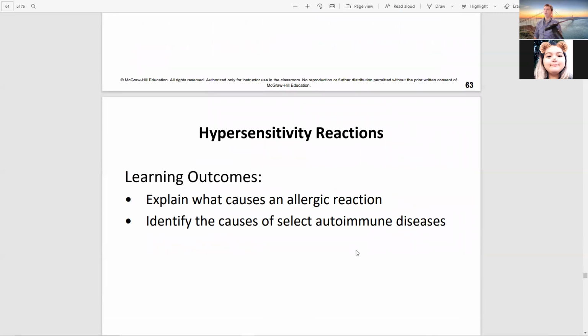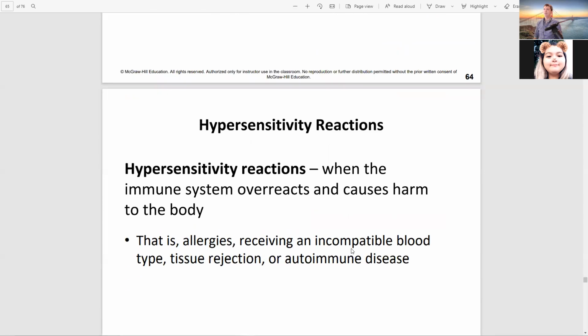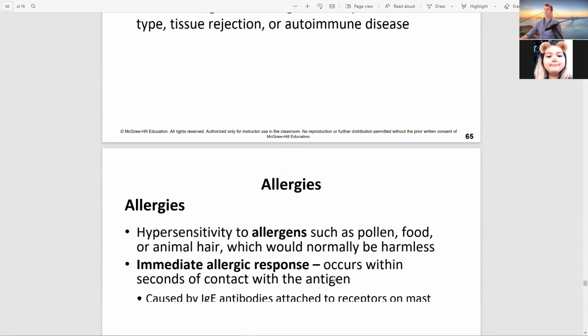So hypersensitivity reactions. Explain what causes an allergic reaction. Identify the causes of select autoimmune diseases. So hypersensitivity reactions occur when the immune system overreacts and causes harm to the body. That is allergies, receiving an incompatible blood type, tissue rejection, or autoimmune disease.